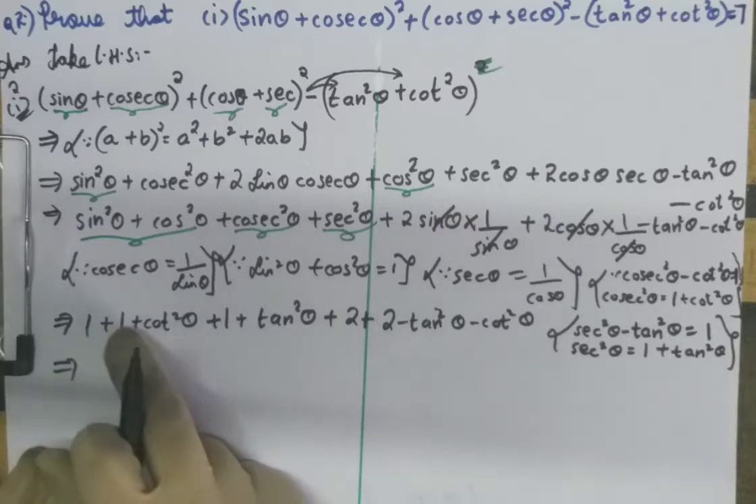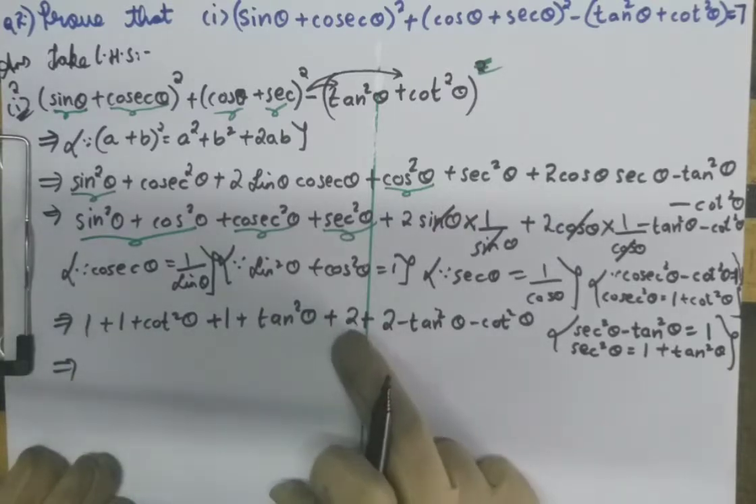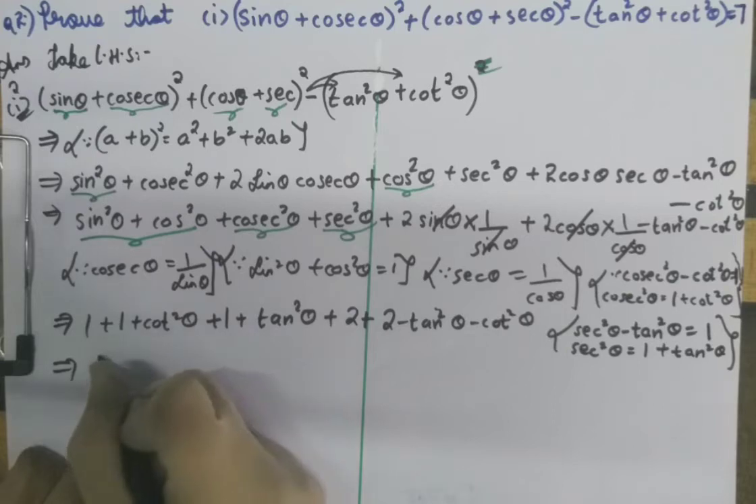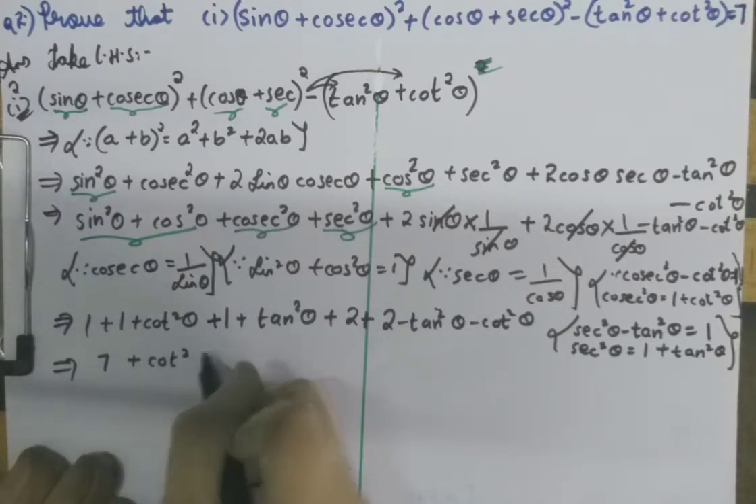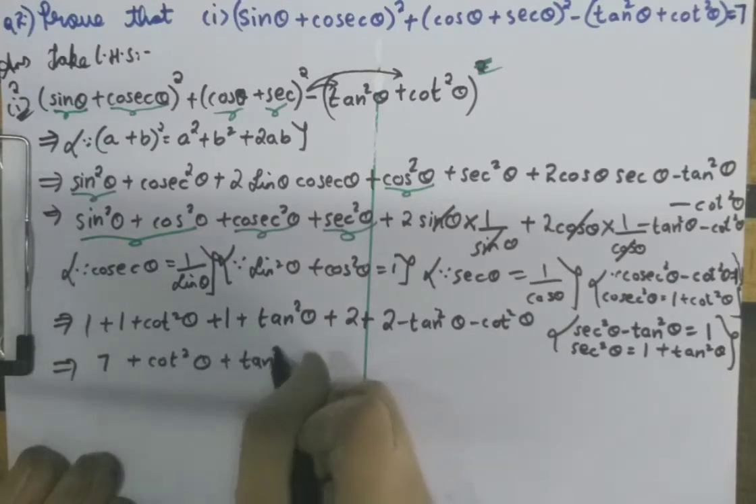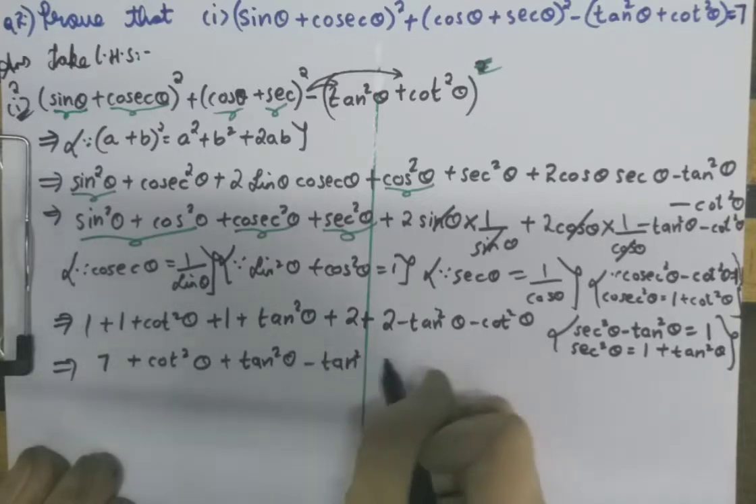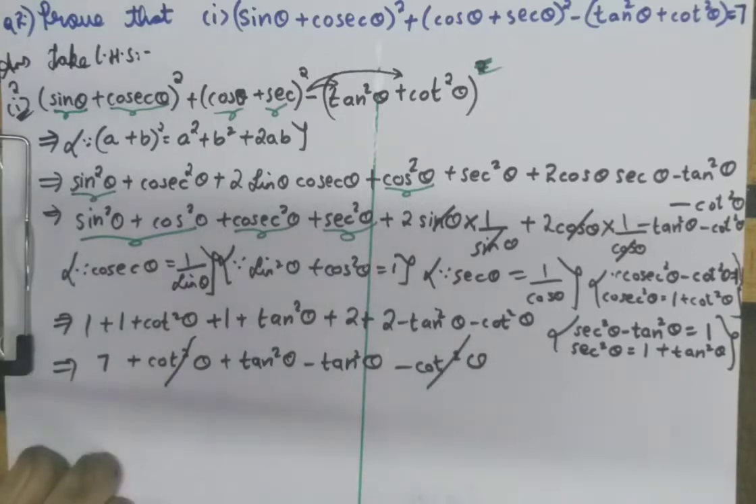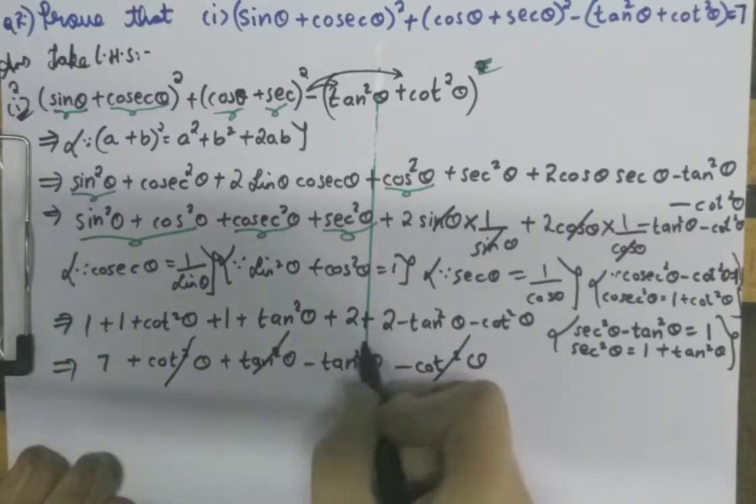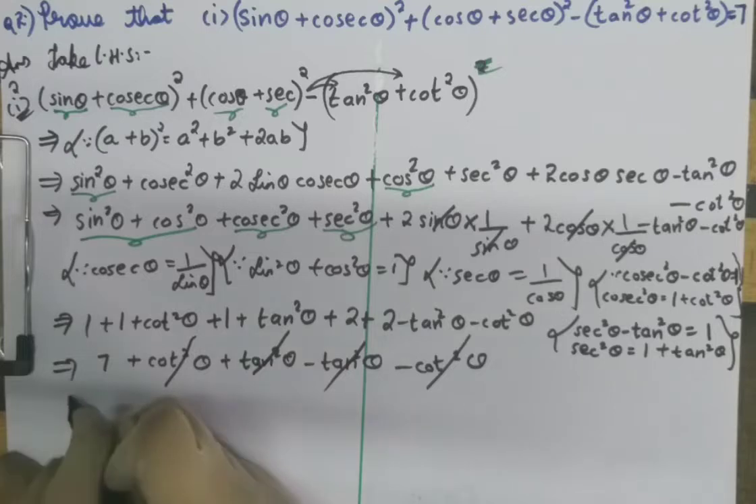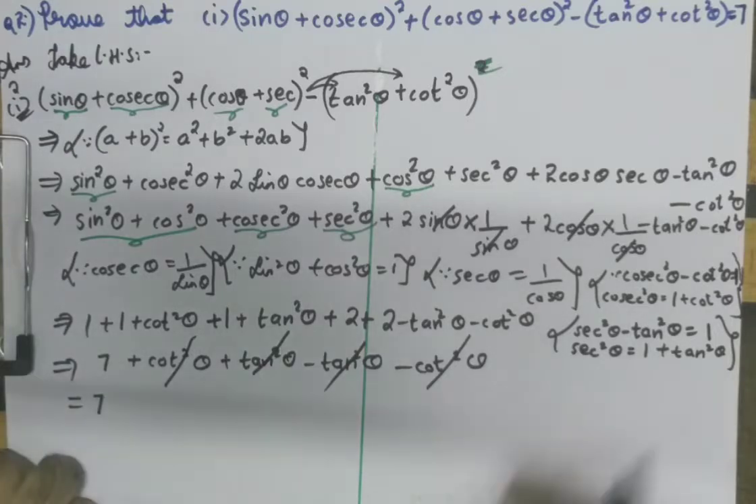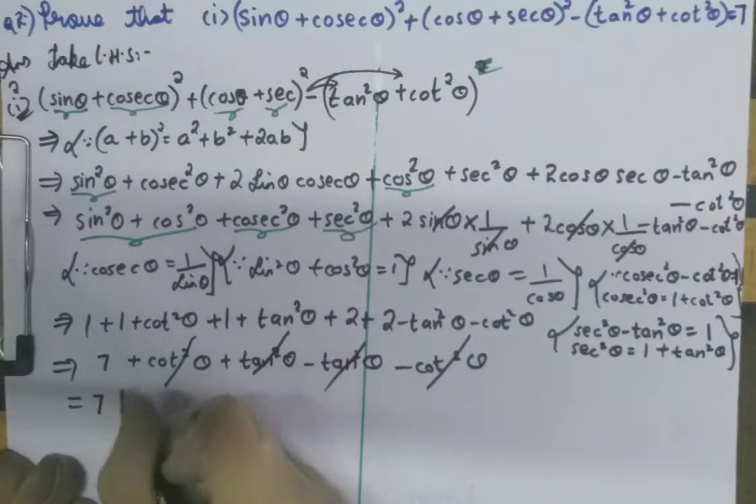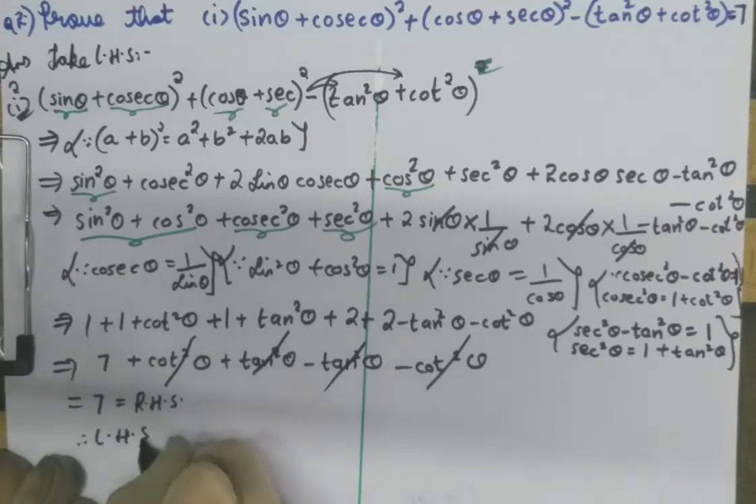So here 1 plus 1 is 2, 2 plus 1 is 3, 3 plus 2 is 5, 5 plus 2 is 7. Here we have 7 plus cot^2 theta plus tan^2 theta minus tan^2 theta minus cot^2 theta. Now if you observe, plus cot^2 theta minus cot^2 theta will get cancelled, plus tan^2 theta minus tan^2 theta will get cancelled. So what do we have? 7 as the answer. So we made LHS equal to RHS. Therefore LHS is equal to RHS, hence proved.